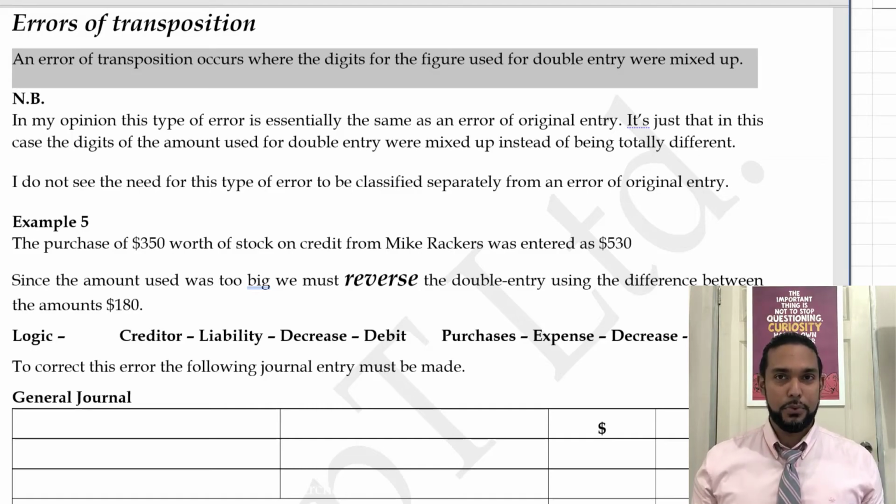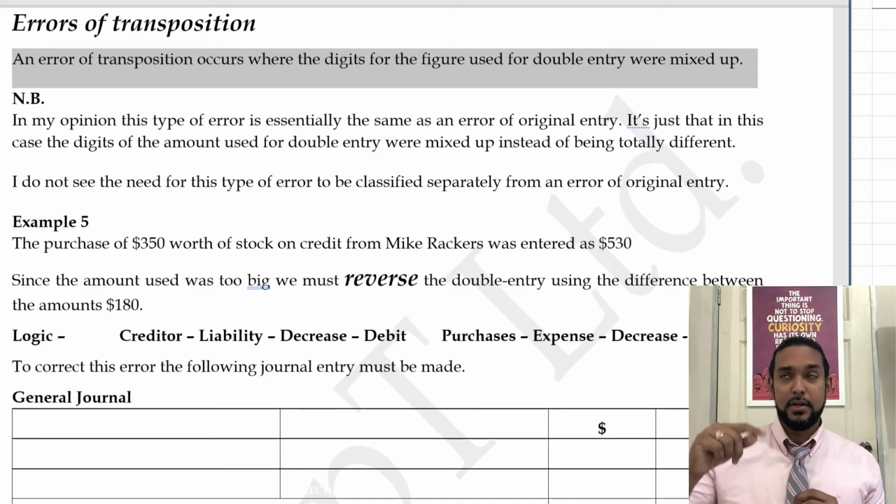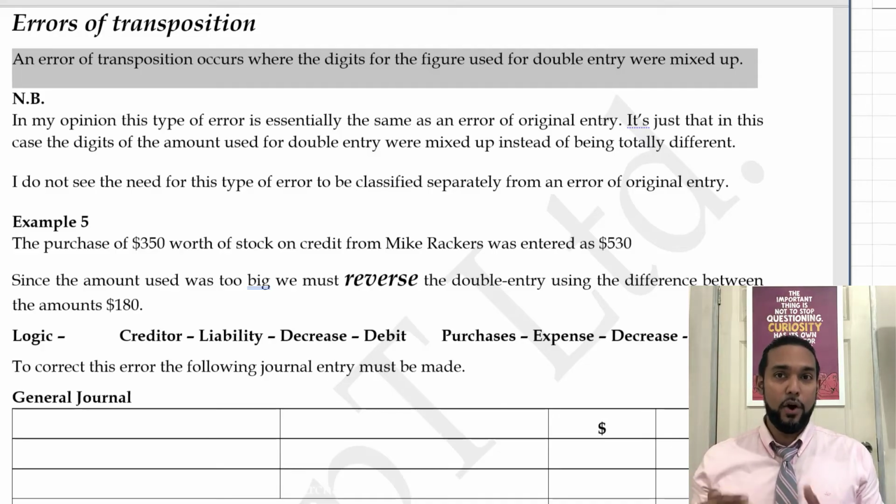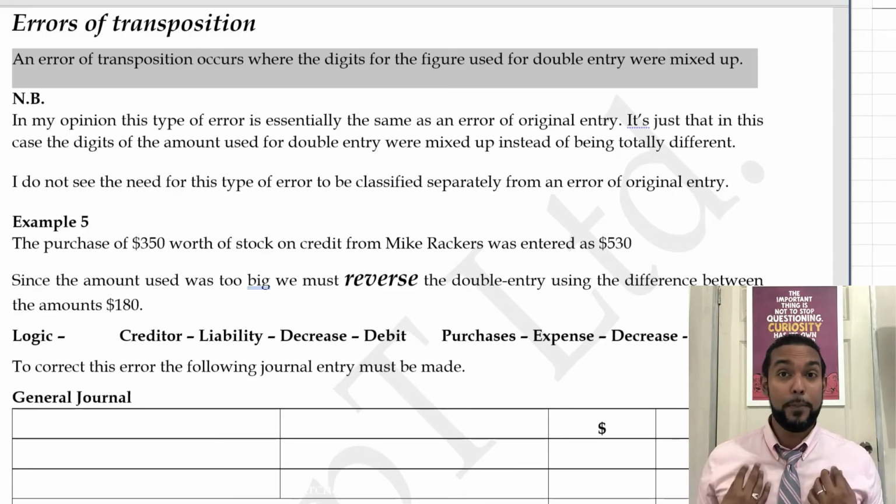I honestly don't know why they count this as a separate type of error. I've seen it in textbooks as a separate type of error. I've seen it in one other textbook as a special type of error of original entry, which it should be. I don't think it should have its own category, but that's just my opinion.